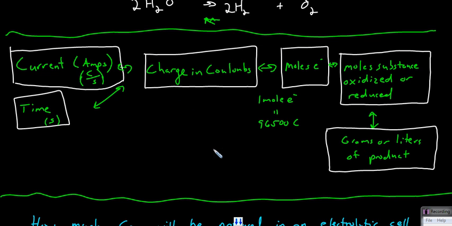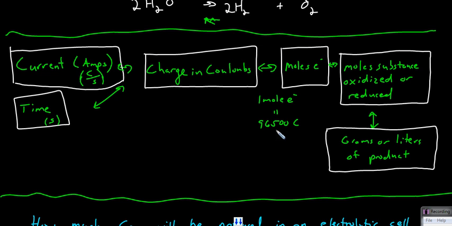Before we discuss and use this pathway, I'd just like to mention that current is amps or coulombs per second. This is the amount of charge transferred in a given amount of time. If you're going to be converting between time and charge in coulombs, you'll need to use seconds as your time unit because current is in coulombs per second. And then we also know that we can convert between charge in coulombs and moles of electrons because 1 mole of electrons has a charge of 96,500 coulombs, Faraday's constant.